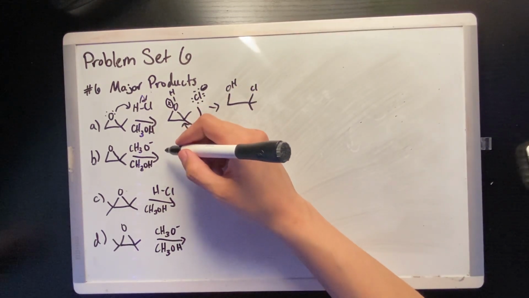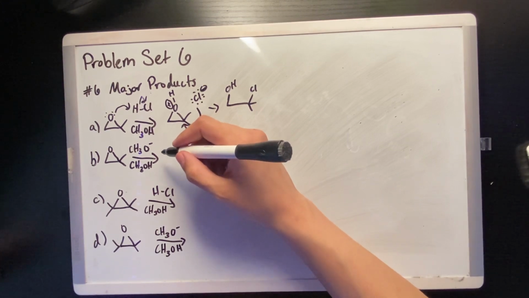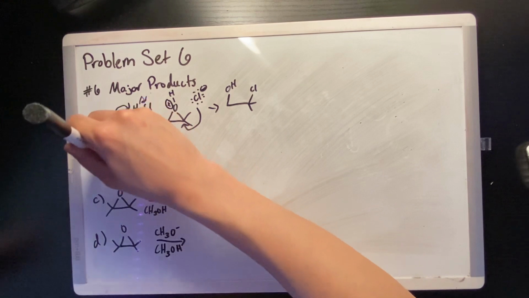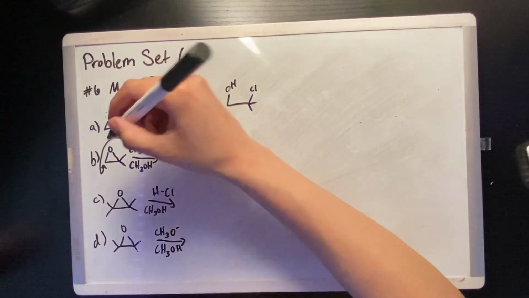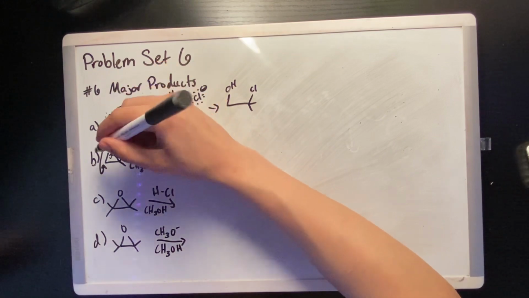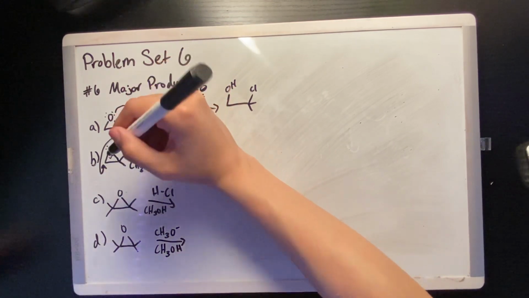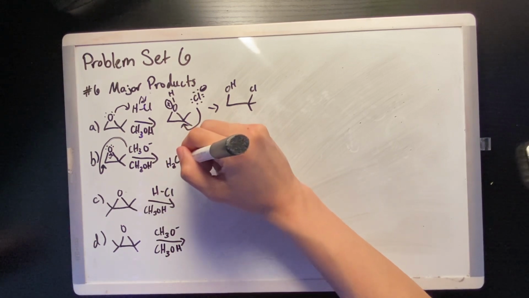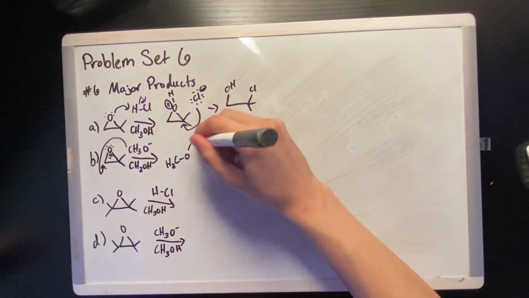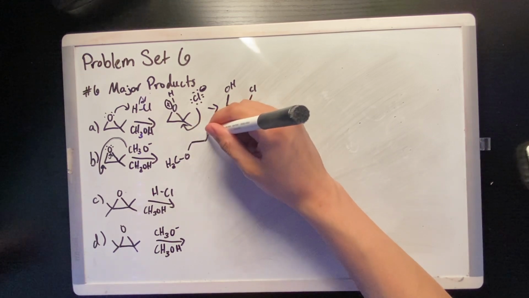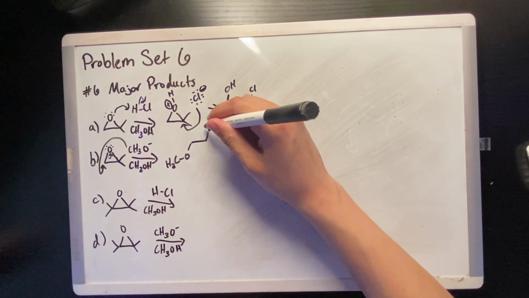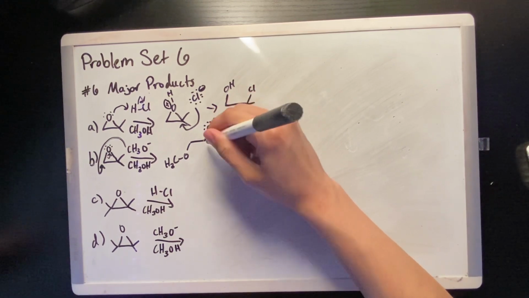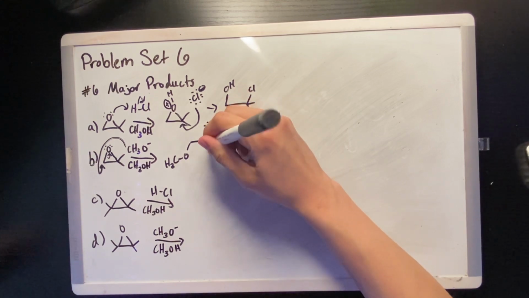Now for the second one, we have CH3O-, which is going to come and attack all the way over here, and that is going to give these electrons back to oxygen. What that's going to give us is H3CO. Oxygen is still attached over here, negatively charged now because of those electrons that came back.